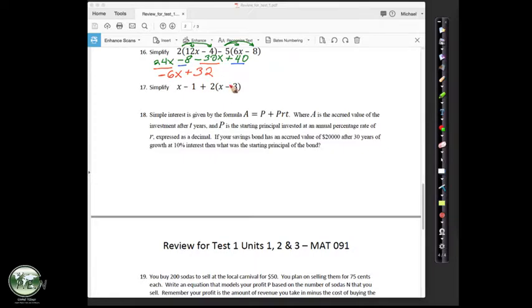Are we done? How do we know we're done? No more like terms, right? We've got a thing with an x, so there's no more like term. That's the key, because I'll see students keep going. They'll take this -6x and combine it with a 32, but that's not legal. It's against the law. Combining unlike terms. Okay, so there we are.